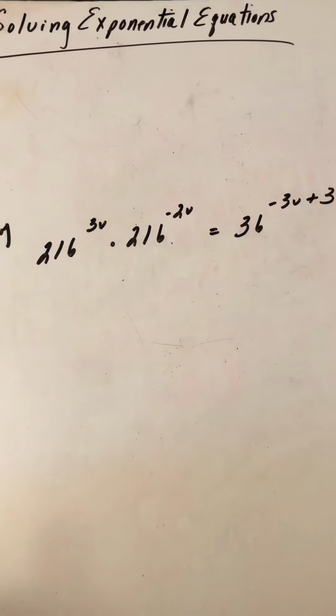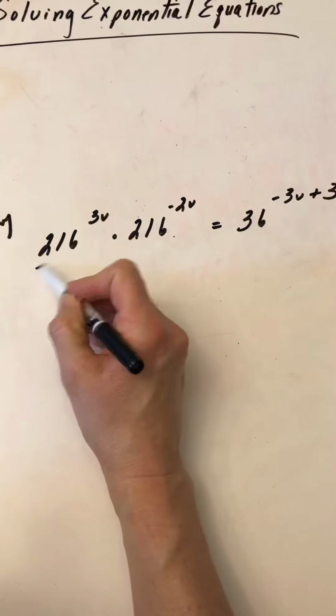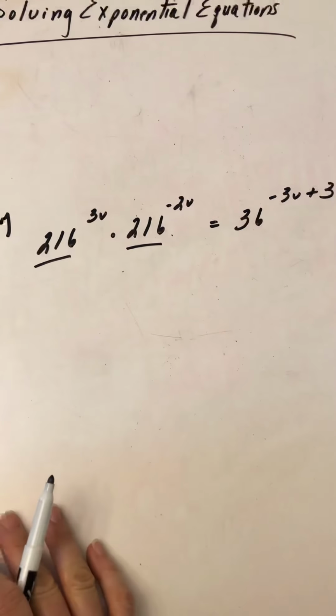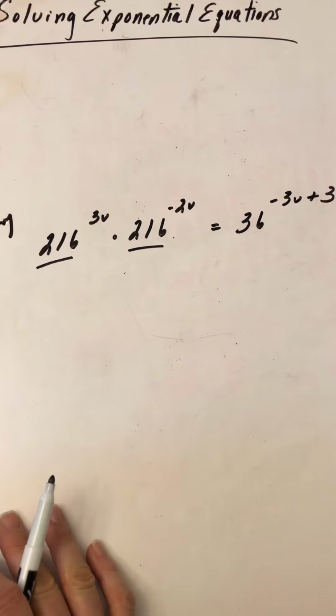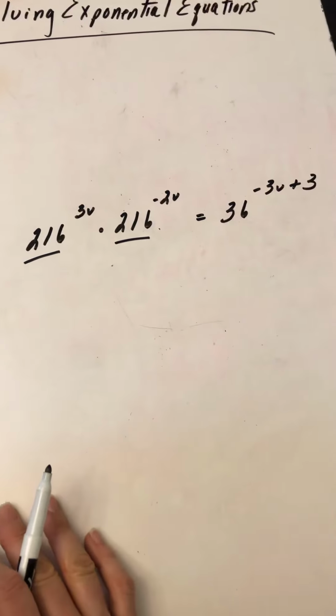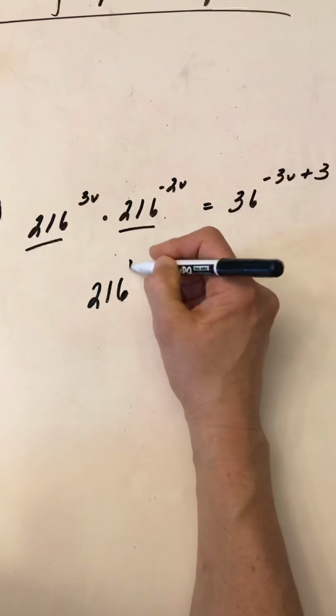So this is number 7. If you look at the left side here, 216 and 216, those are the same base. So if you think about your exponent rules, when you're multiplying the same base, you're going to add up your exponents. So you're going to keep your base, 216, and then add your exponents, 3v plus negative 2v. So that's going to give me v to the first power.